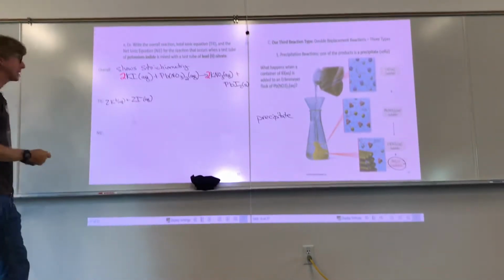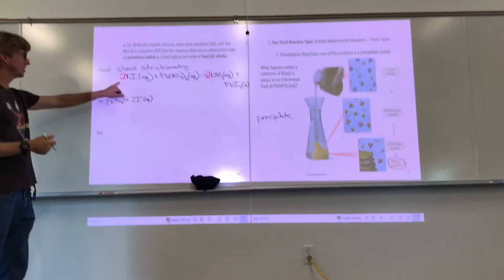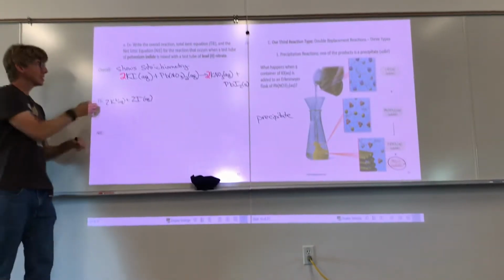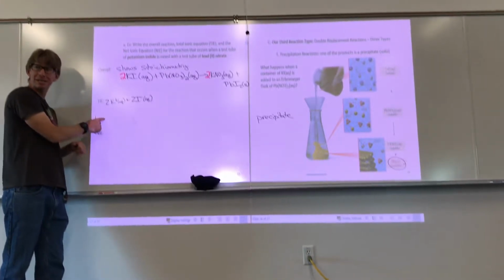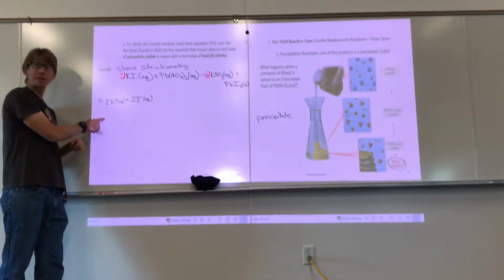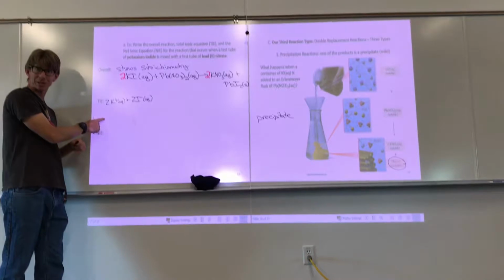Okay, well, that's the potassium iodide, good. And rules for going from overall reaction to TIE. The rule is strong electrolytes break up into ions, period. Weak electrolytes, we will see, do not break up. Non-electrolytes, of course they don't break up. Solids, liquids, and gases don't break up.